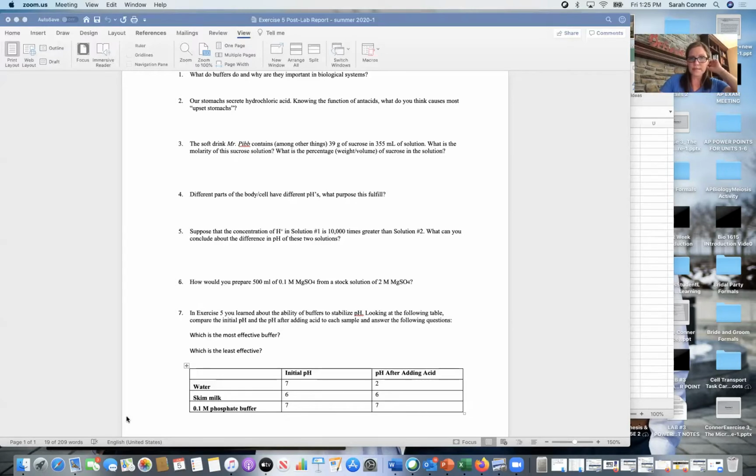So with that being said, let me just get right into question number 3. The soft drink Mr. Pibb contains, among other things, 39 grams of sucrose in 355 milliliters of solution. They want to know what the molarity of the sucrose solution is and what percentage the sucrose is in the solution, which is the weight divided by the volume.